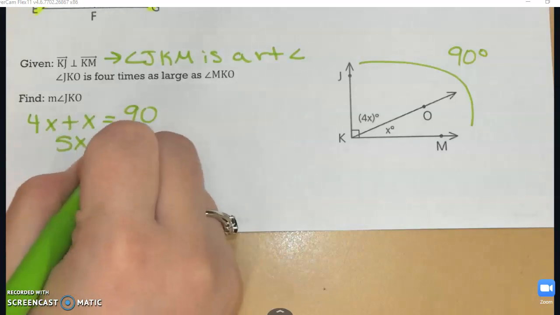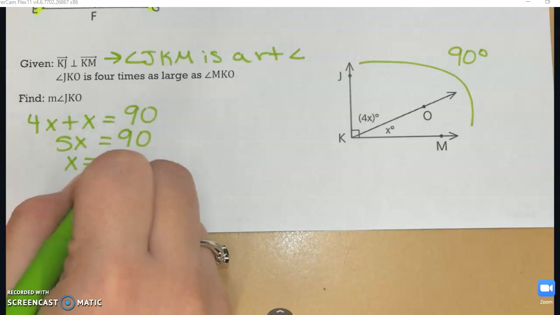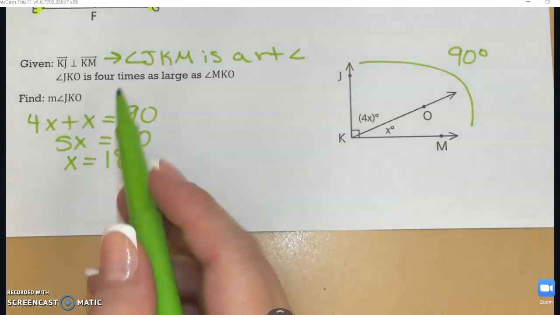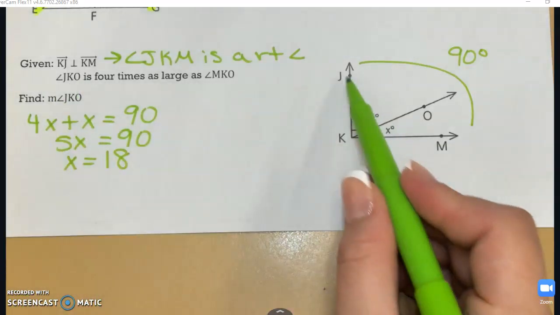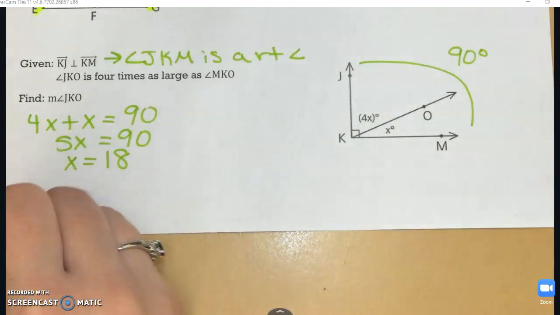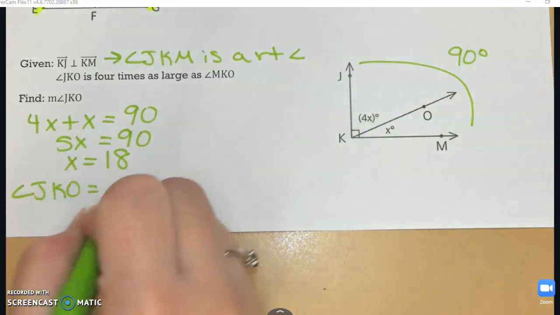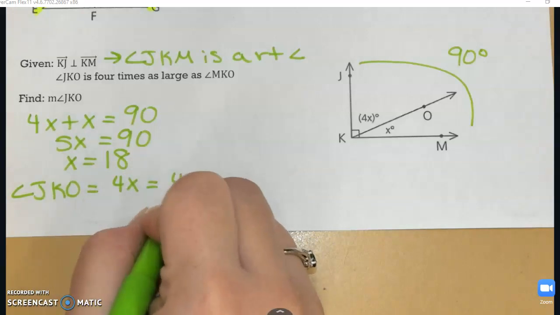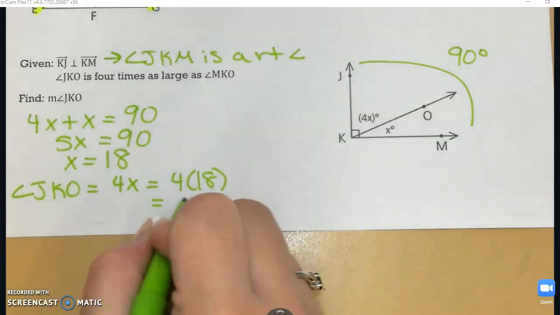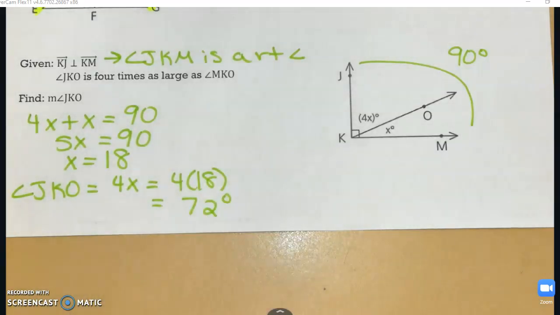This is just a simple algebra equation, and I find that X is 18. Now that I know X is 18, to find the measure of angle JKO, that is my angle that is 4X. So that's going to be 4 times 18, which is 72 degrees.